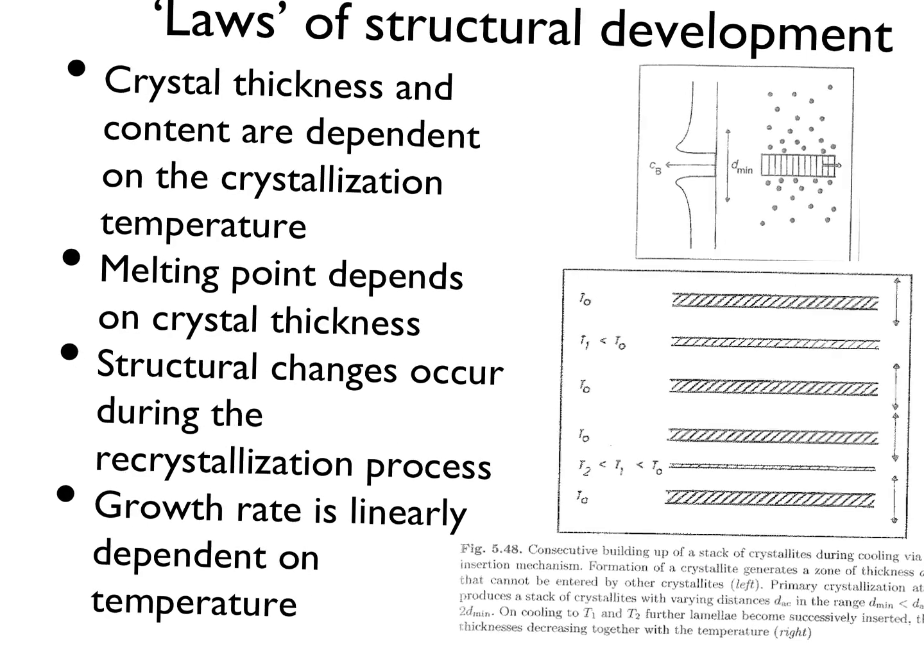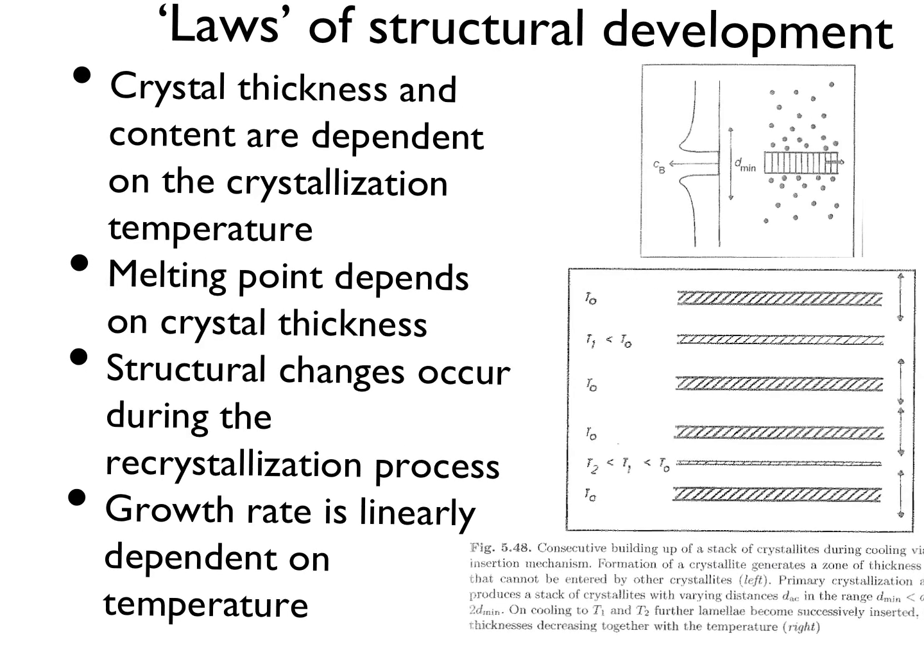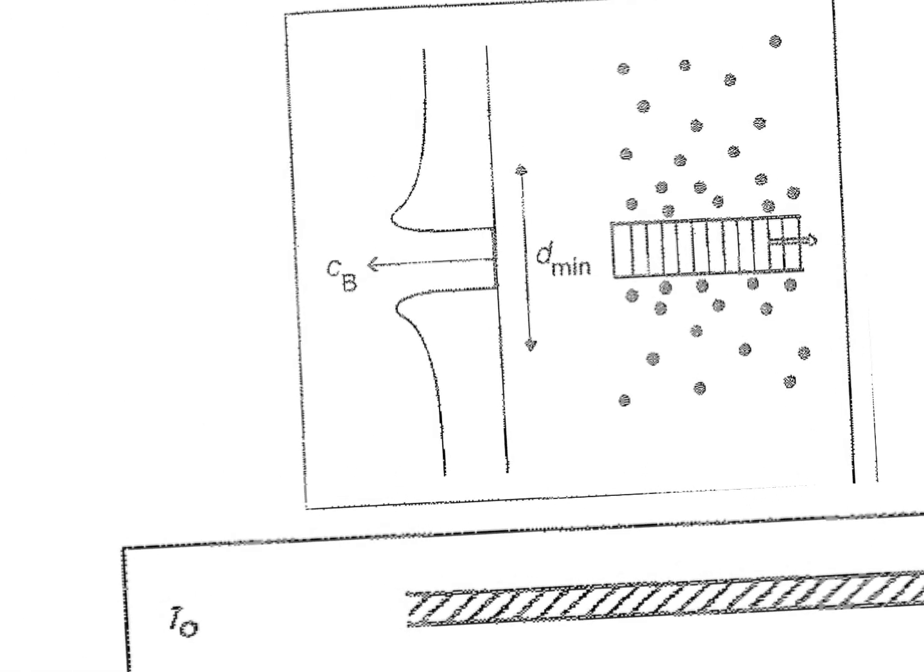Okay, so we have various laws of structural development, and this brings in a couple of weird little concepts. Crystal thickness and content are dependent on the crystallization temperature. We talked about that last time. Higher temperatures, more energy, fatter crystals, right? And then as we decrease the temperature, we can start to see thinner crystals develop. The melting point depends on the crystal thickness. Structural changes occur during the recrystallization process. Growth rate is linearly dependent on temperature.